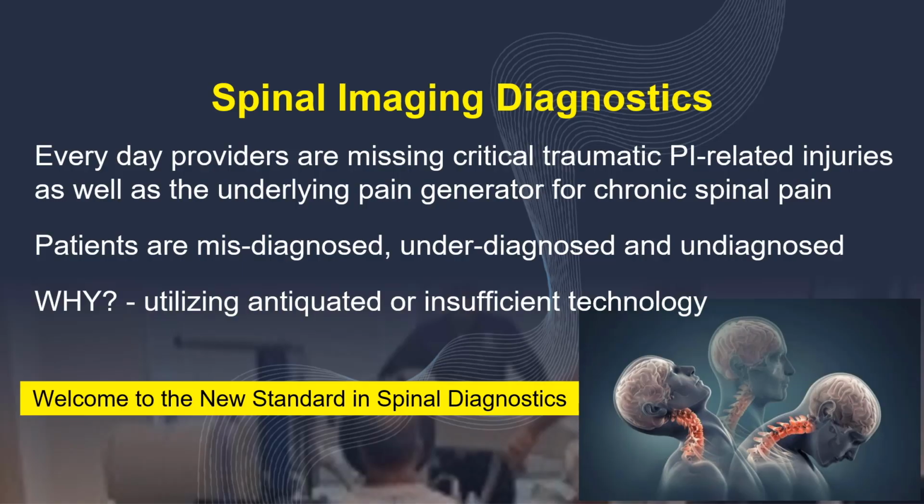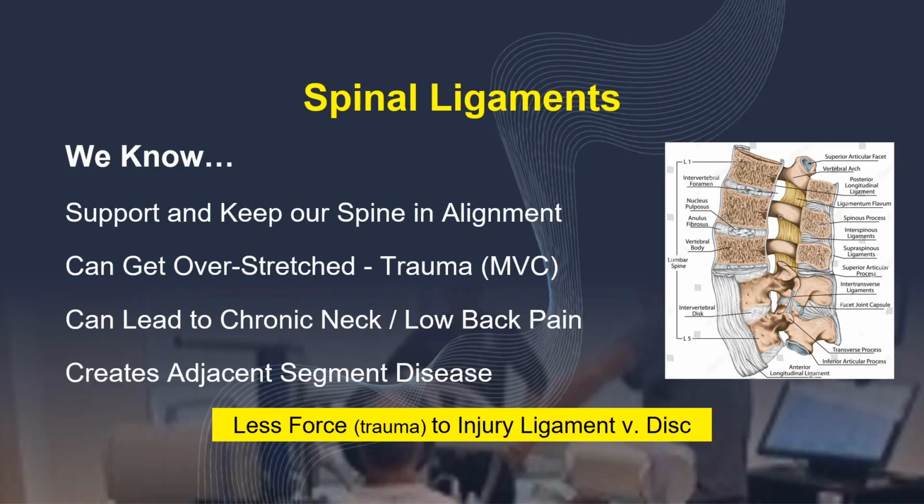But before we share that with you, let's just do a quick review about spinal ligaments. We already know that these ligaments support and keep our spine in alignment. However, they can get overstretched in trauma such as a motor vehicle crash or other forms of trauma. This can lead to chronic neck and lower back pain even after the patient's trauma, their personal injury, or even sports-related injury. And over time, this creates adjacent segment disease.